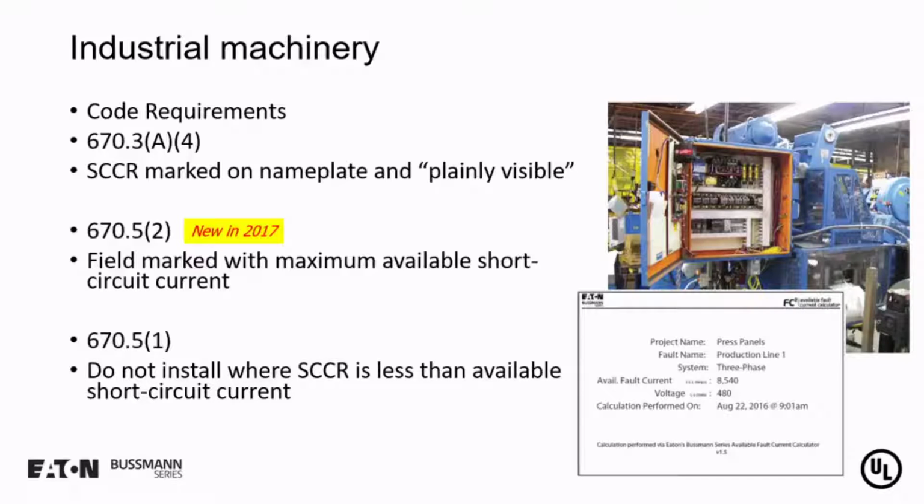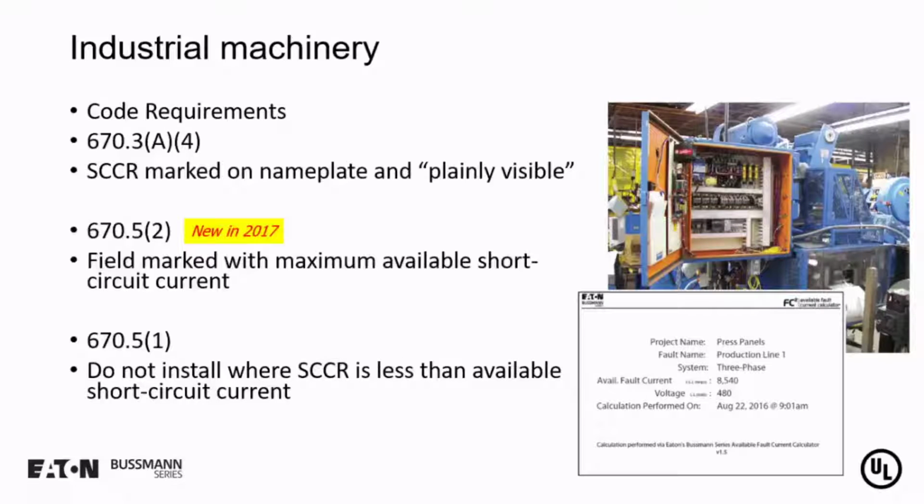For example, in 670.3 (A)(4), we see that short circuit current rating must be marked on the nameplate and plainly visible, very similar to the requirement in Article 409 for control panels. We see in 670.5 (2), there must be a field marking with the maximum available short circuit current. This is new for the 2017 edition of the code. And you can see in your lower right-hand corner of the slide, there's a typical nameplate that would be put on in the field, and this would be the field marking I'm speaking of required in 670.5 (2).